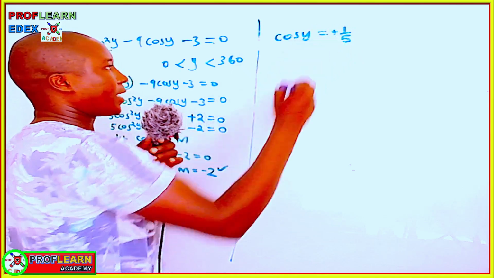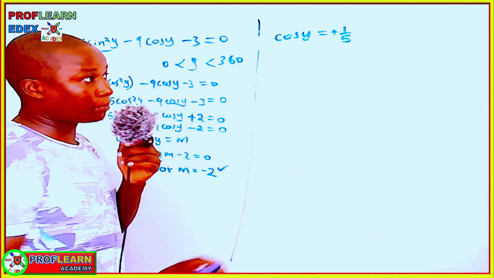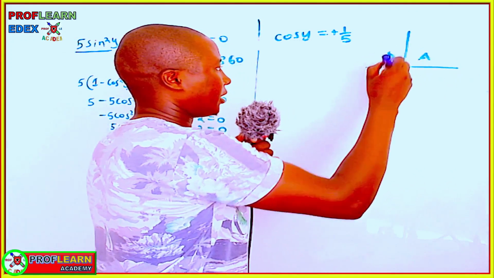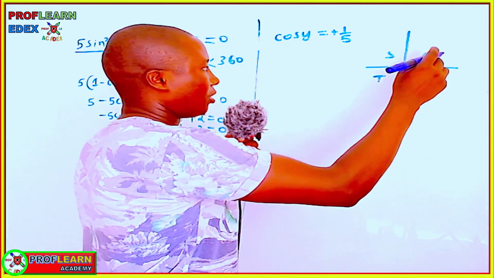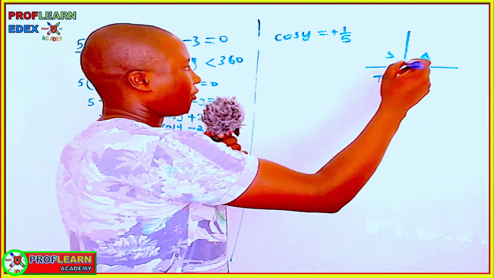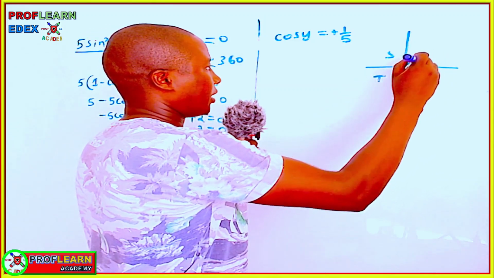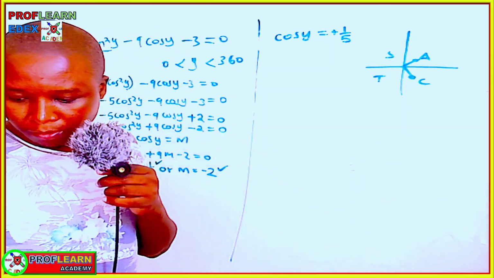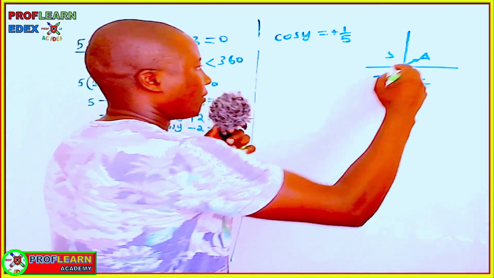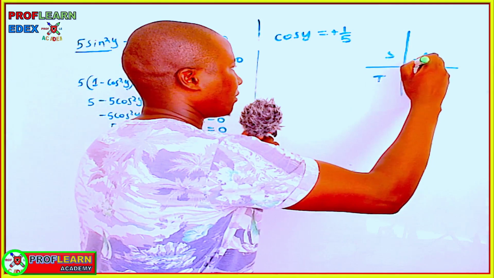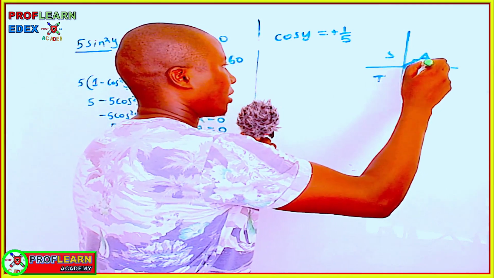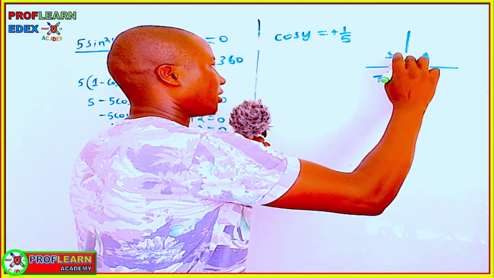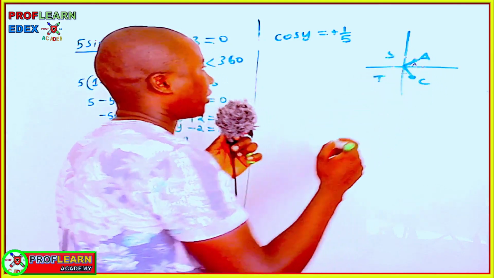So meaning where cosine is positive, we are going to identify using All Students Trust Cambridge. Where do we have cosine positive? In the first quadrant and also in the fourth quadrant. So the first angle that we shall have will be this angle here, and the second angle is the angle running from here going all the way to this point. So let us find the first angle first.